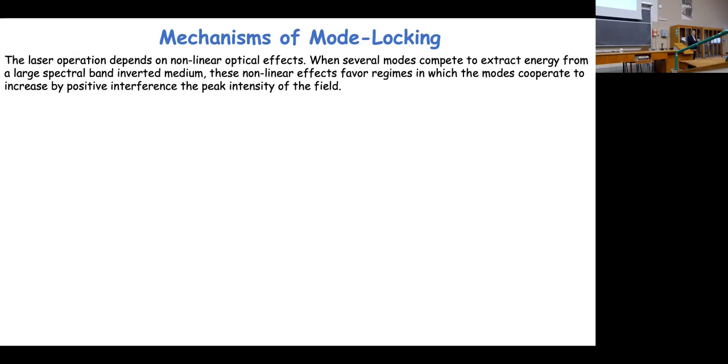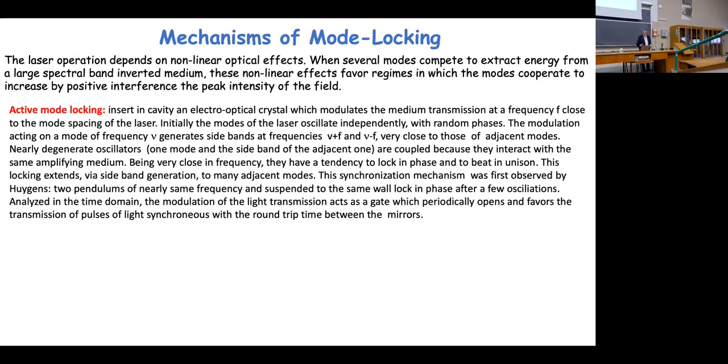Either one mode will kill all the others, and then it will be a monochromatic laser, or the modes will prefer to cooperate in order to extract the energy from the medium at the same time. And this cooperation between the modes is what leads to mode locking. There are several ways mode locking can be achieved. One category is called active mode locking.